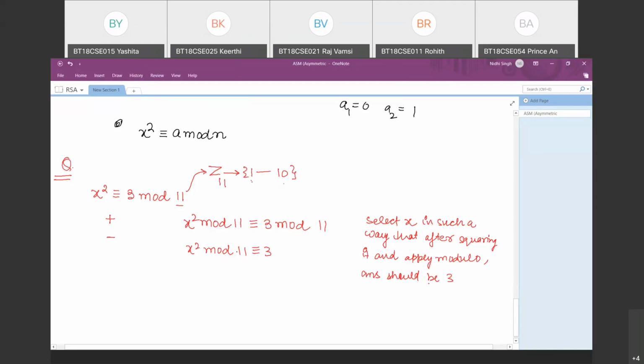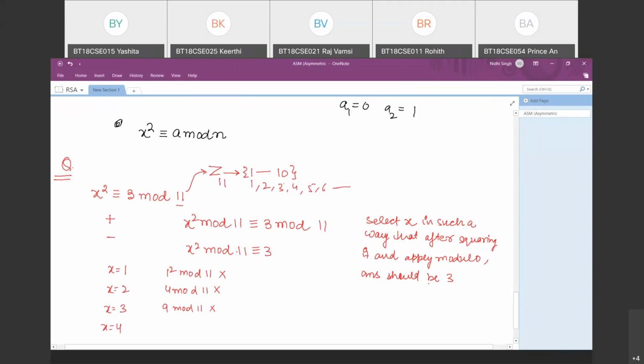So just 1, 2, 3, 4, 5, 6, 7, and so on. If I am selecting x equal to 1, it is 1 square mod 11. So is the answer 3 or not? No. Now check for 2. 2 square mod 11 means 4 mod 11. Is the answer 3 or not? No. x equal to 3. 3 square mod 11, so 9 mod 11. Is the answer 3 or not? No. x equal to 4.